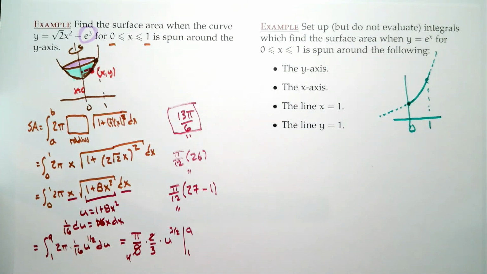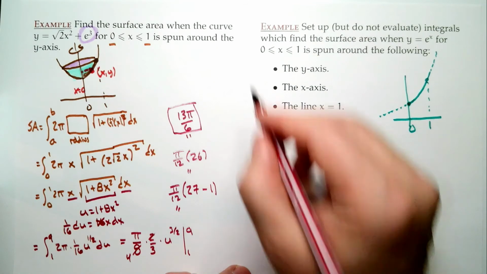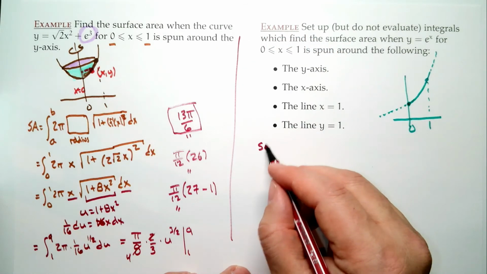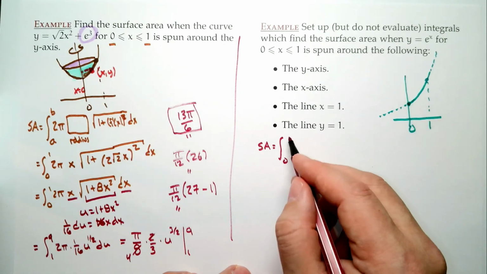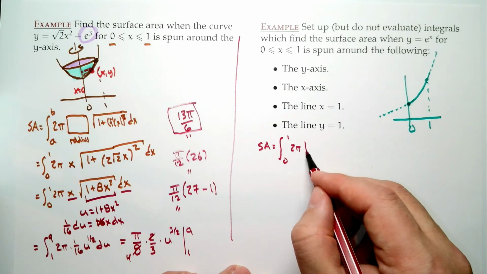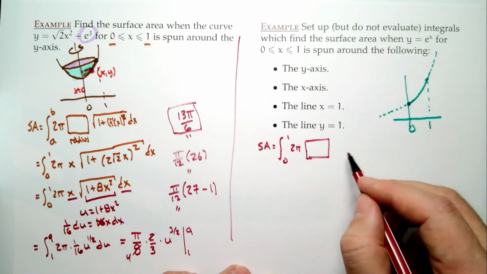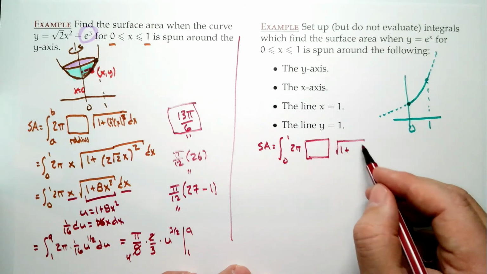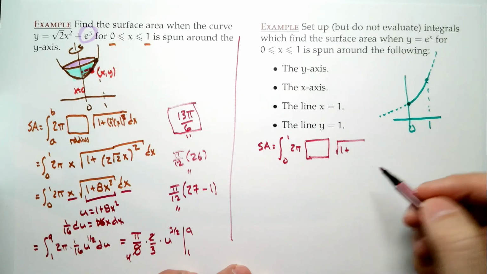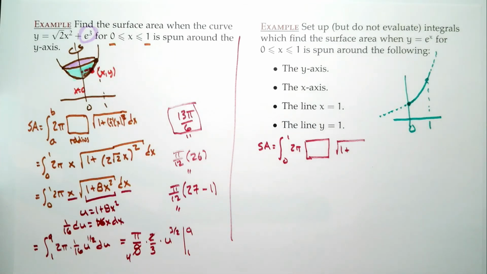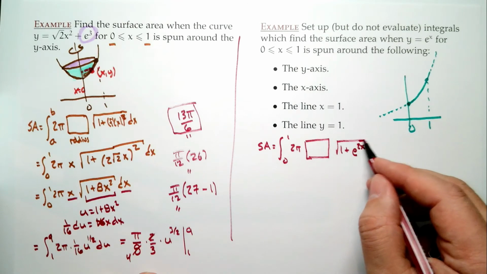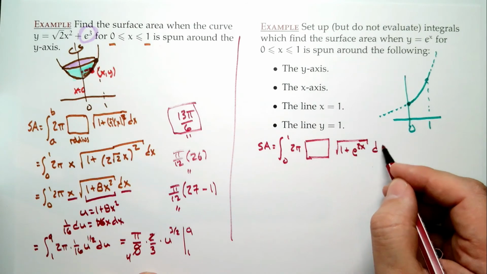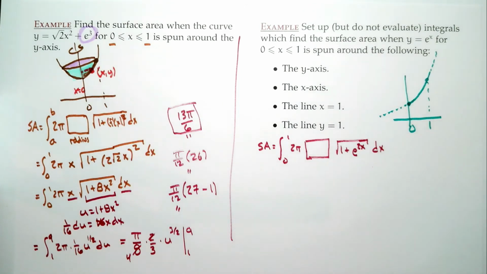Now our generic formula says what? Our surface area is going to be the integral from 0 to 1 of 2 pi times something times the square root of 1 plus what goes here? It'll be the derivative, which is e to the x, and then I square e to the x. If you square e to the x, can you write that in a nice way? e to the 2x. That's e to the x quantity squared dx. If you had left it as e to the x quantity squared, you'd be fine.